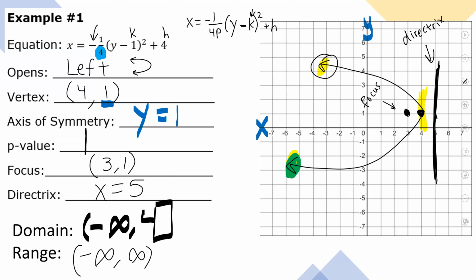So it's switched now. Yesterday, your domain was always all real numbers. Today, your range is all real numbers. All right, let's do example 2. You guys ready to move on?